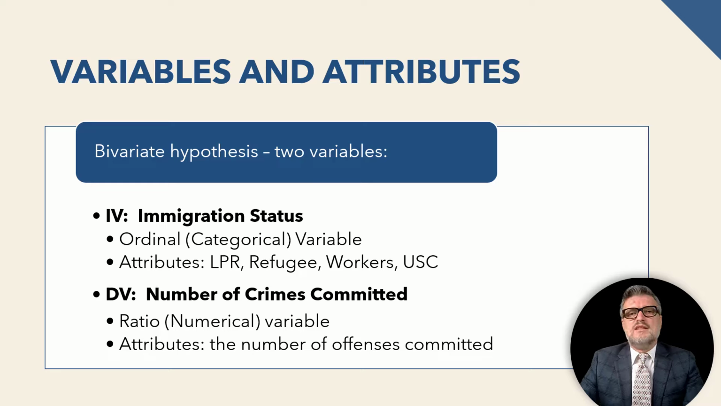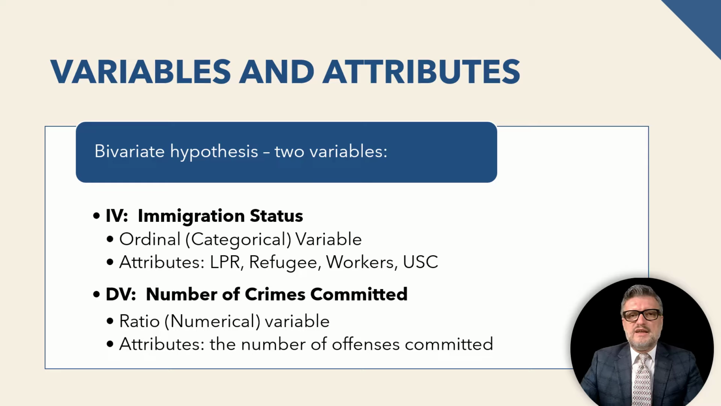More specifically, this is an ordinal variable where the attributes are not only different but also ranked, where categories represent differences in ranks. A U.S. citizen, for example, is higher than an LPR as an immigration status because it allows people to have more rights and privileges. Number of crimes is a ratio variable, a numerical variable, because it contains a theoretical true zero point. Its attributes are made of the number of offenses committed by each immigrant or participant in the sample.